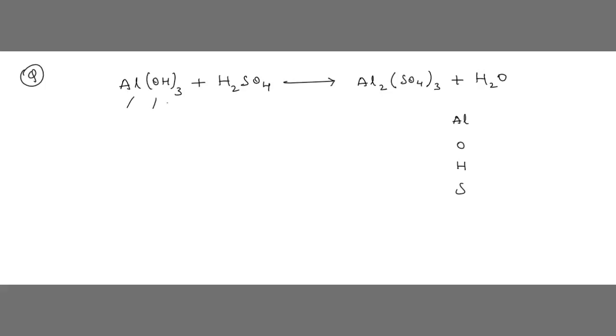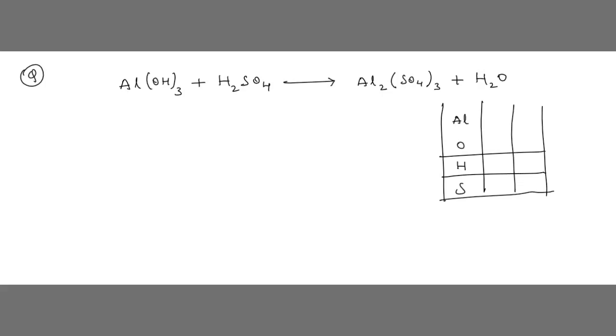Al is we have, O we have, H we have. Again here also H repeating, no problem. S is sulfur and O is oxygen. Yes. We have totally how many elements? 4 elements we have. Correct? Totally we have 4 elements. Done? This is reactant and this is product.